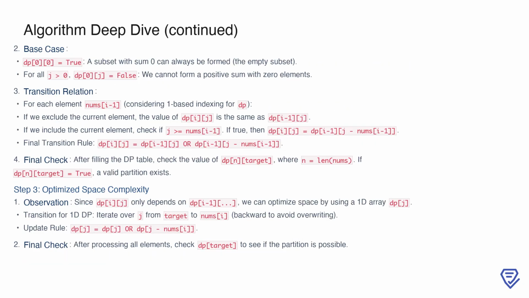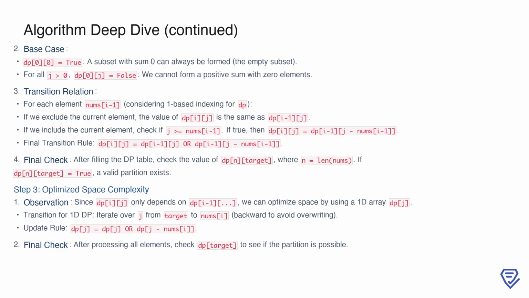Next, we define the base cases for our DP table. First, dp[0][0] is true because we can always form a sum of 0 using an empty subset. For all other sums j greater than 0, dp[0][j] is false because it's impossible to form a positive sum with 0 elements. Moving on to the transition relation, for each element in the array, we have two choices, exclude it or include it.